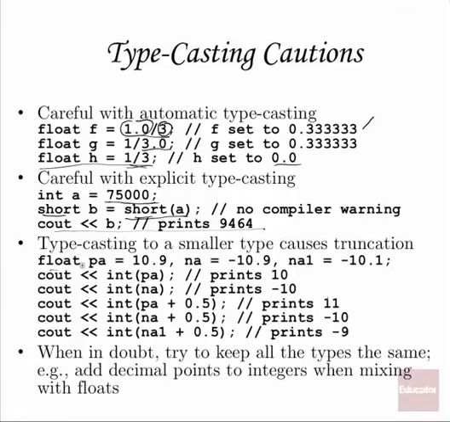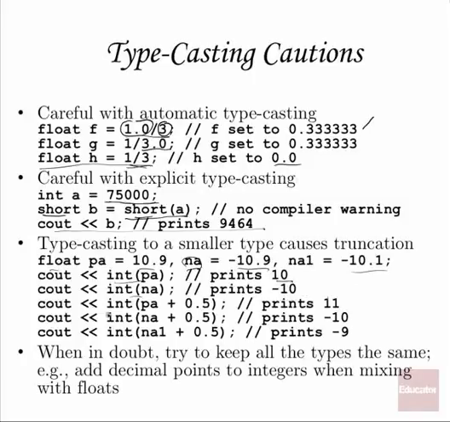So we have the floating point 10.9, na is negative a, minus 10.9, na1 is minus 10.1. So we print this out, we'll get a 10. na gives you minus 10. It doesn't round it to the lower number, which would be minus 11. It just takes the fractional part and throws it off.